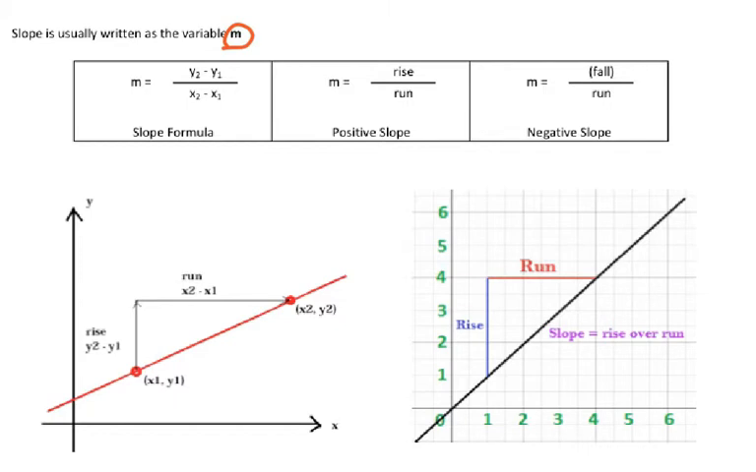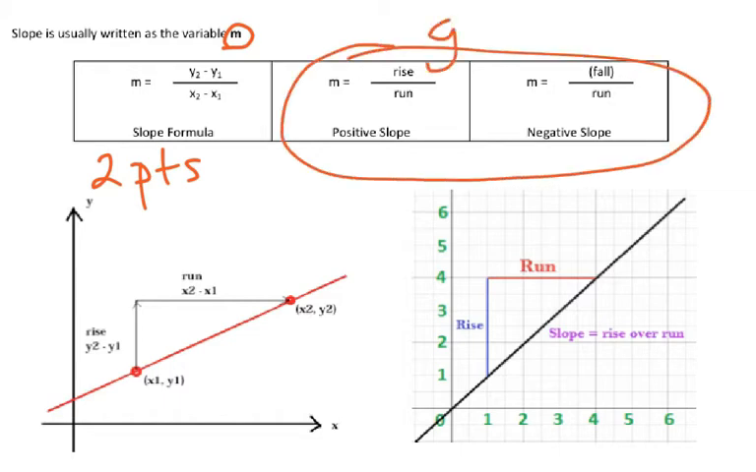So first, the slope formula you're going to use if you have been given 2 points. You're going to use these two if you've been given a graph. Notice the difference. If you have a positive slope, that means you're going to go up, so you're going to rise. If you have a negative slope, you're going to go down or fall. Other than that, they're the exact same formula. So positive is rising and negative is dropping or falling.